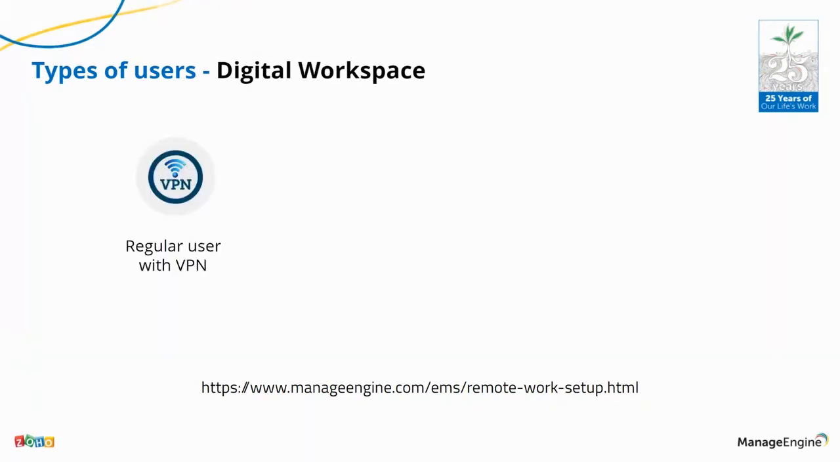One is a regular user with a VPN connection, meaning you have your applications on-prem, or in your data centers. You provide VPN to these users who connect remotely, get connected to those applications, and work from home or work from anywhere they want. That's user number one.